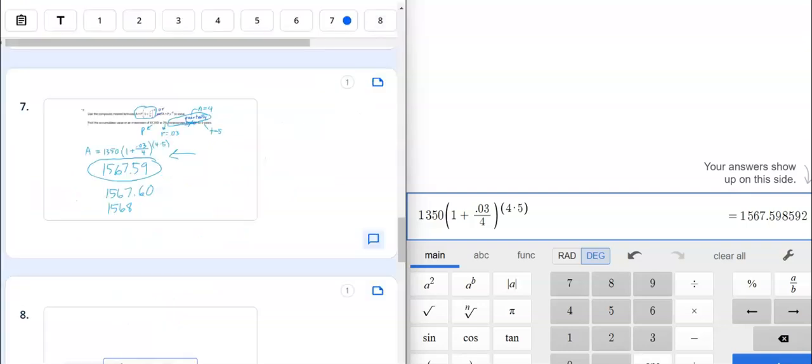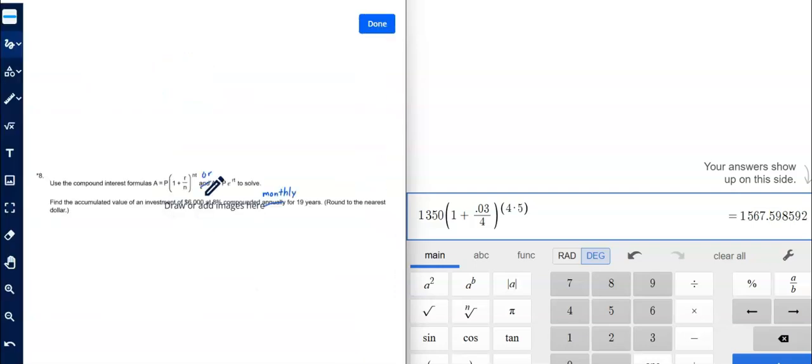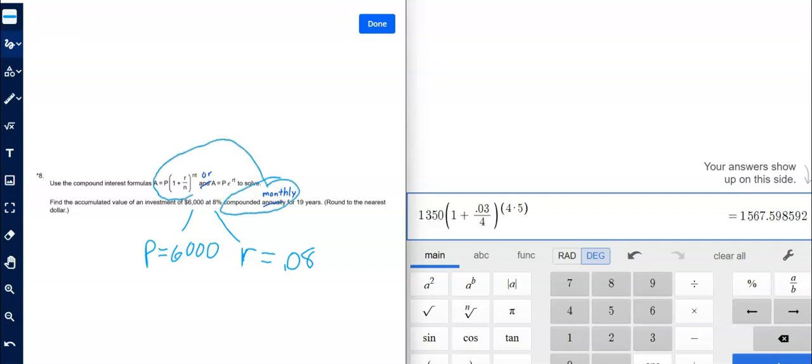Question 8. So, it looks like my principal, $6,000. Interest rate, 0.08. Boy, that is a terrible looking R. Okay. Compounded monthly, which means I know we're using this formula. N equals 12. And time of 19 years. Wow. My T and my equal sign just all blended together.